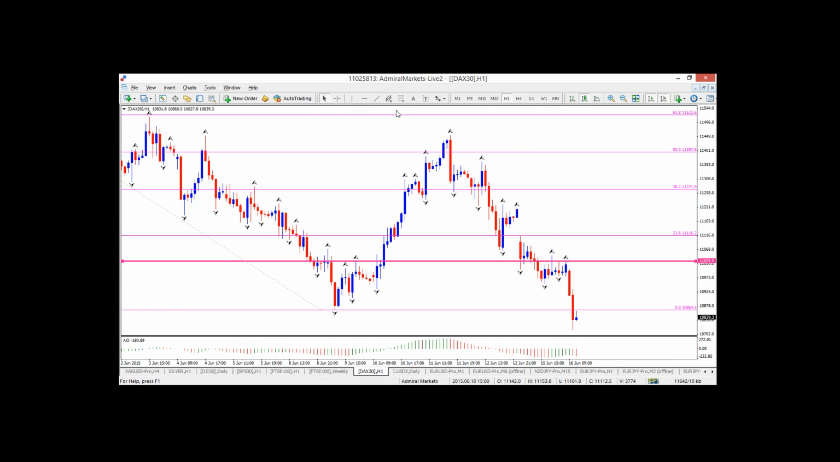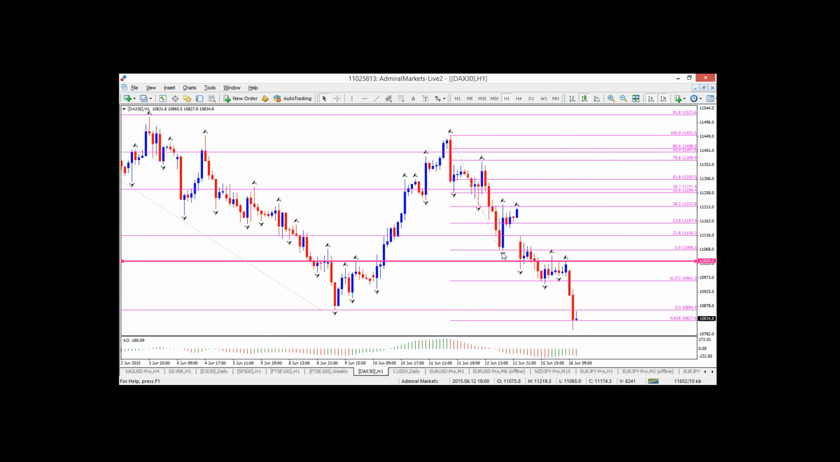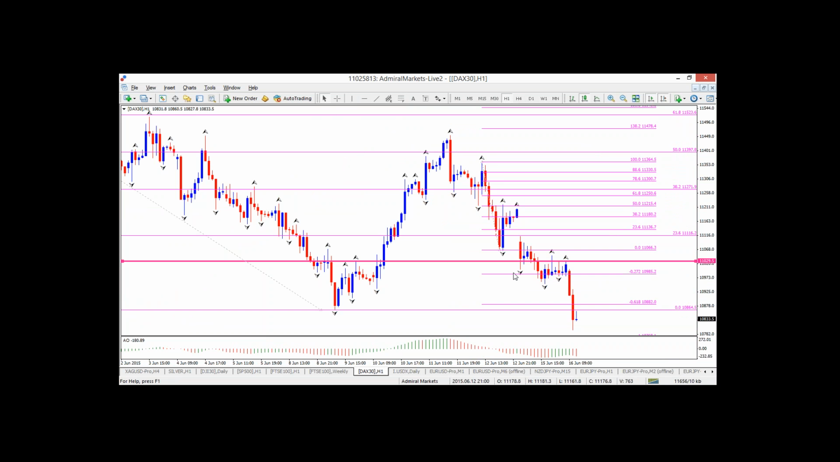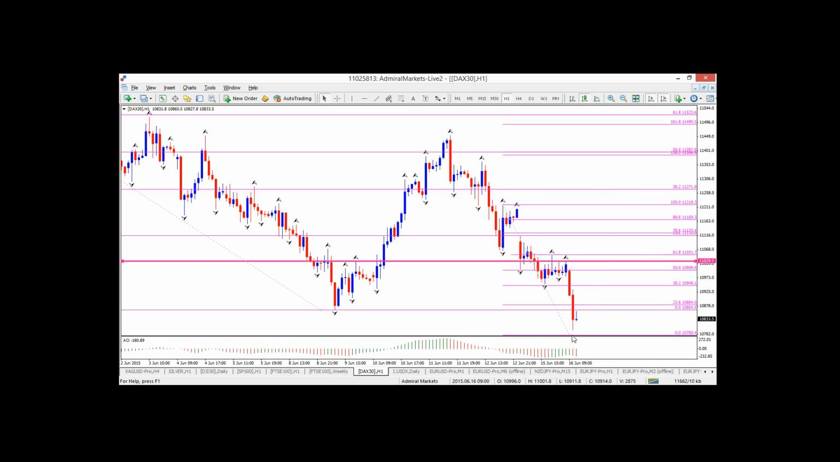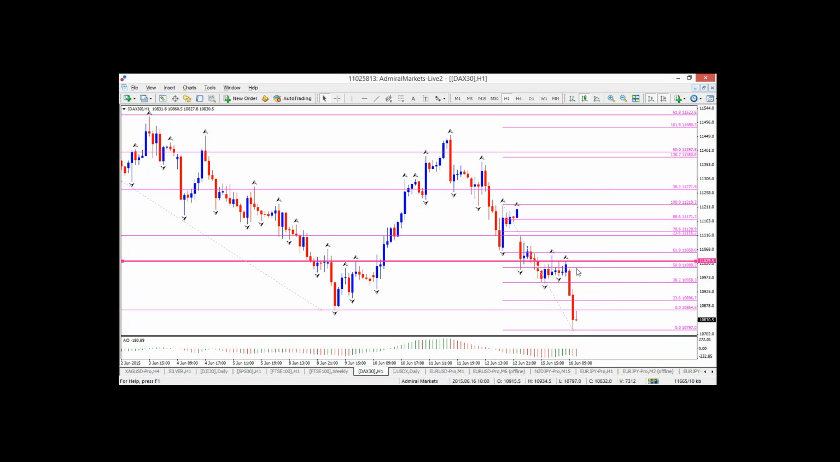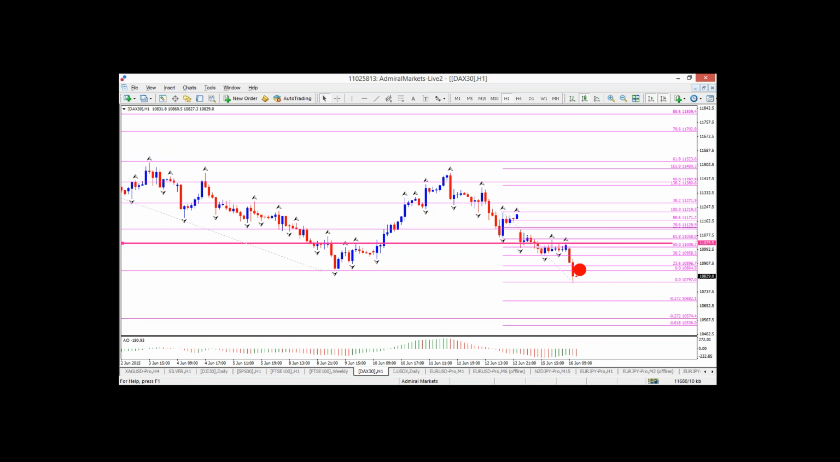Let me take a look at this hourly perhaps. The target is pretty clear, but let's take a look at this 1 hour chart. Maybe a hook back to 1100, 1108. There's a small resistance zone in here. A move up to 1100 for downside to about 10,500, 10,600.